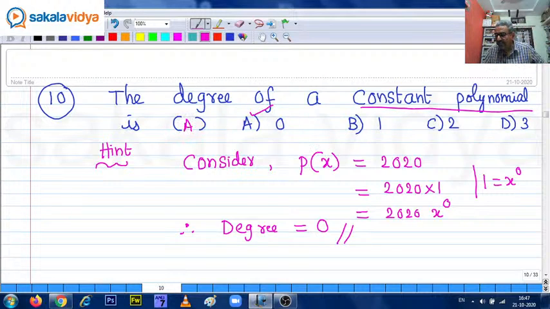This is a very important question. All of you remember, my dear children. You take any constant. That constant can be written as constant multiplied by x raised to 0 or y raised to 0. Here the power, the exponent, is 0. So degree is 0.